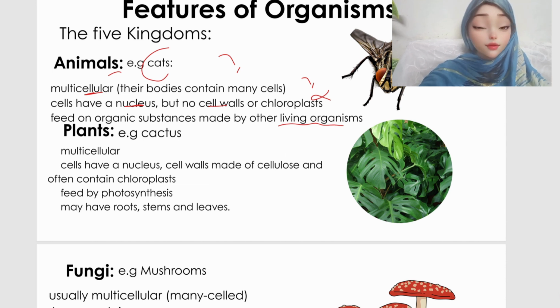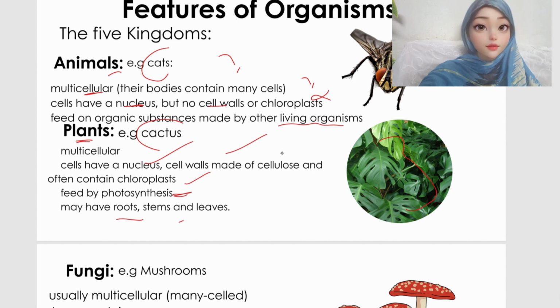Okay, now let's move on to the plants. For example, the cactus plant here. All plants are also multicellular. They also have a nucleus and a cell wall that is made up of cellulose, and often contain chloroplasts, because plants can do photosynthesis. Plants also have roots, stems and leaves.